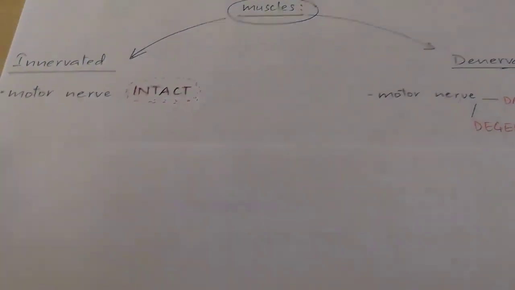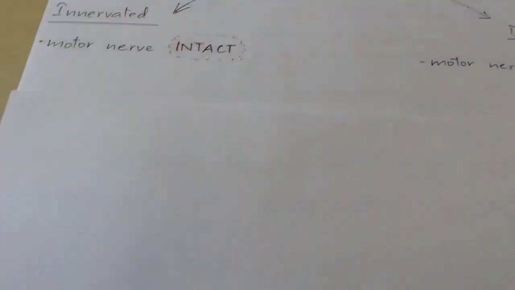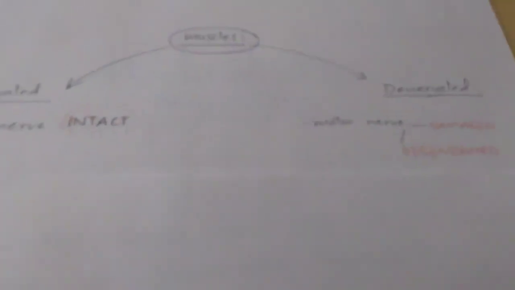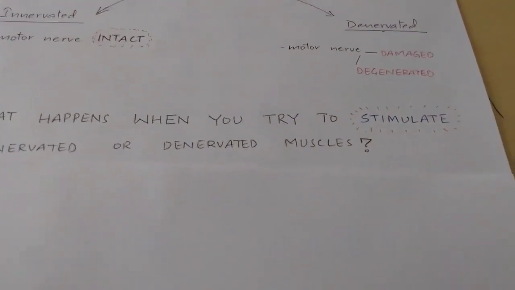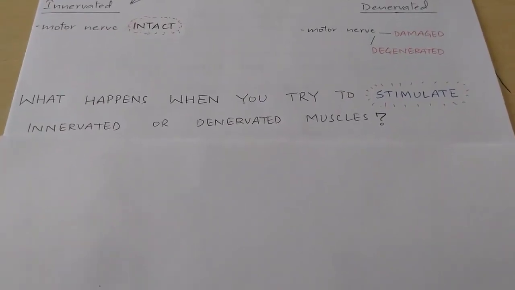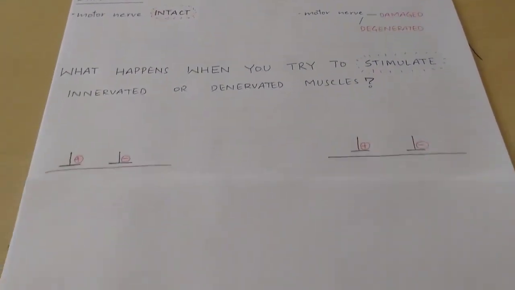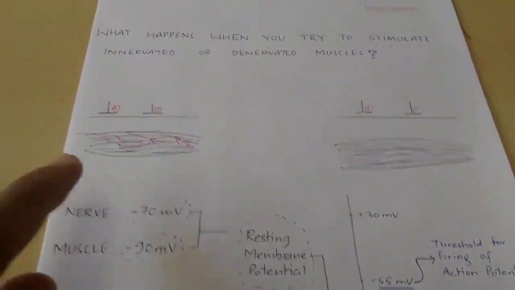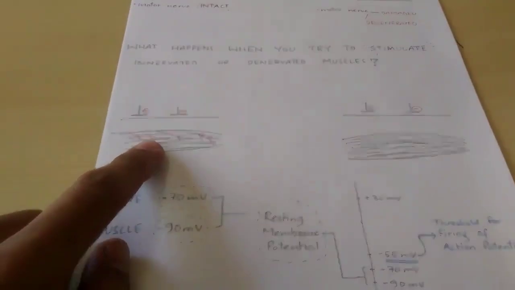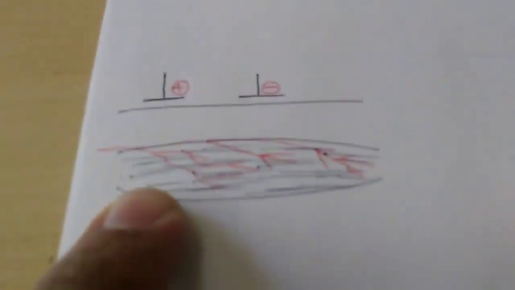Then there will be degeneration, anterograde and retrograde degeneration, and that will lead to denervation of that particular muscle. Now, what happens when you try to stimulate innervated or denervated muscle? We can see this figure. This is innervated muscle. In innervated muscles, we can see the nerve fibers are intact. The nerve fibers are supplying the muscle.